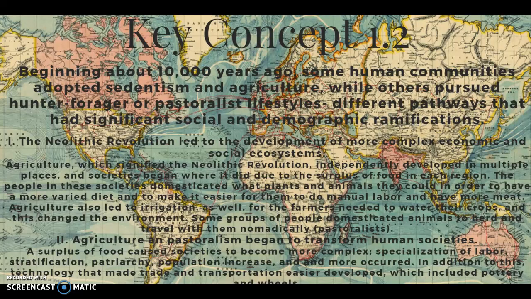Key Concept 1.2 is basically about agriculture and how that defined the Neolithic Revolution. It independently developed in multiple different regions, and societies began where it developed, because if they were planting their food instead of foraging for it, they could stay in one place and wouldn't have to travel around looking for food and hunting.